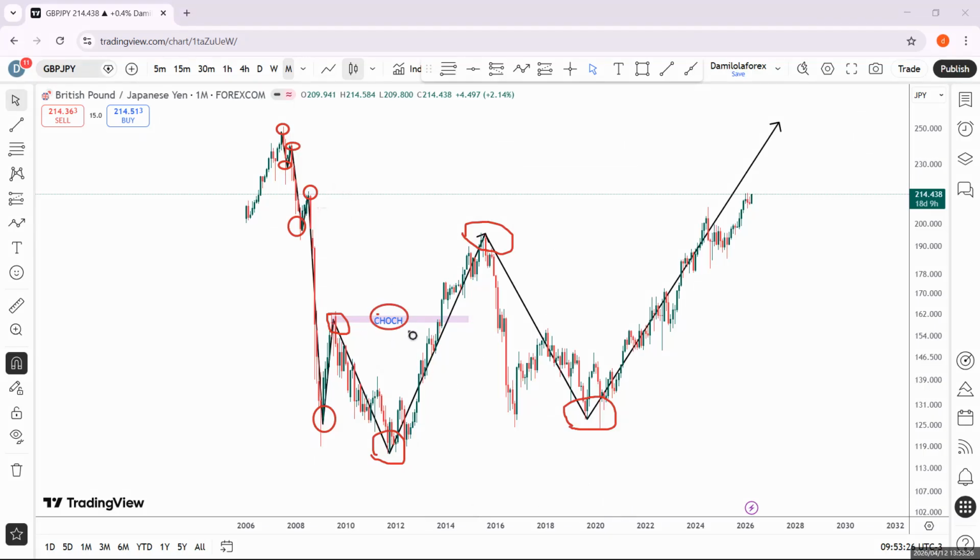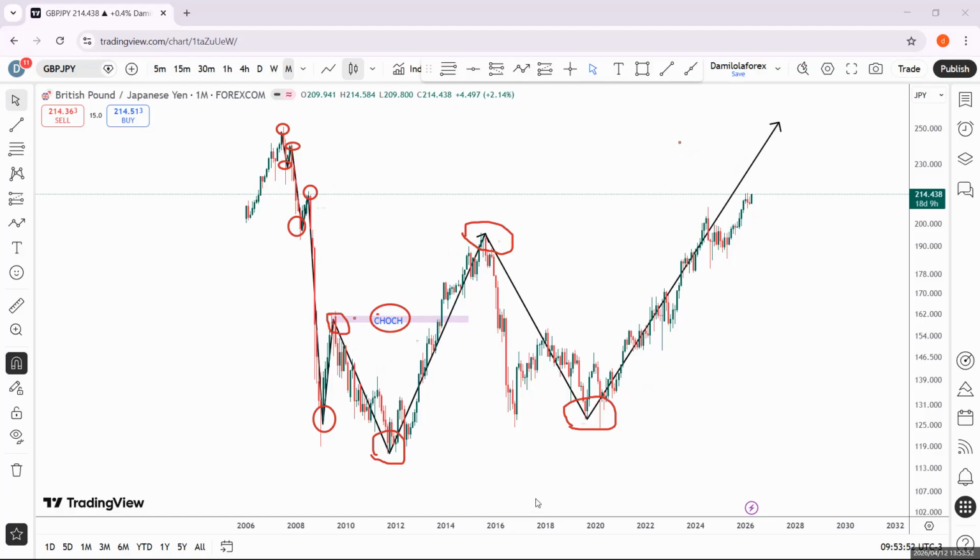until what? Until the change of character happened, where price closed above the last what? The last lower high. And after that, it must pull back for a higher low. Now, this pullback is usually at the 78.6 or 61.8 Fibonacci level, but it always pulls back for that higher low. And after pulling back, what does it do? It takes off in the direction of trend. So this is what we are seeing on GBP/JPY.